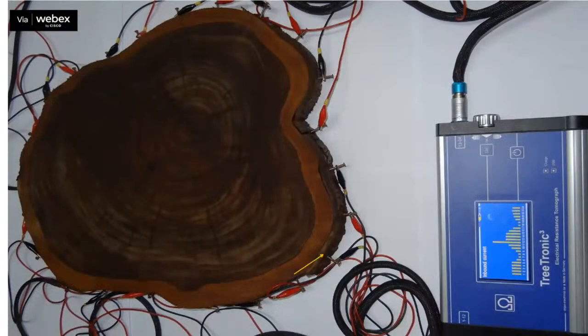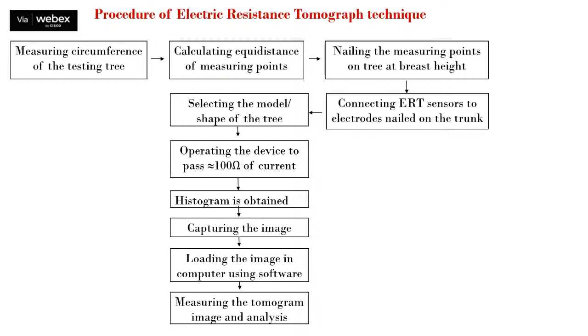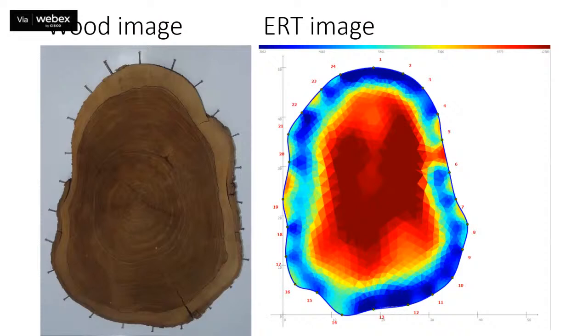This is how the instrument is, and when we pass the current from sensor number 1, it moves to all the sensors, and that image is captured. The image captured in this electric tomograph can be read using the Treetronic software on the computer, and the image can be further analyzed for the width or diameter of the heartwood content, and also the percentage of heartwood can be estimated, and the valuation of the tree can also be done. This is how the image is developed.